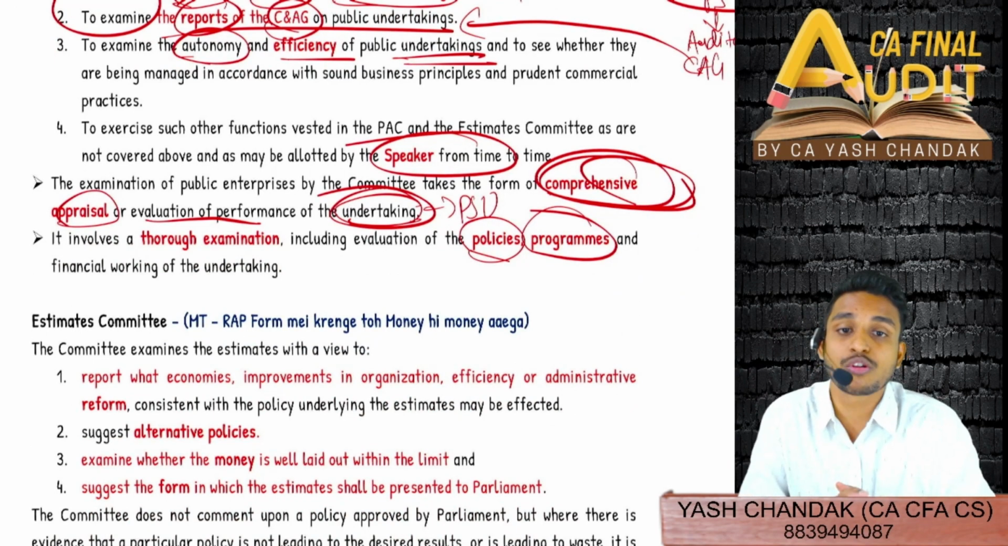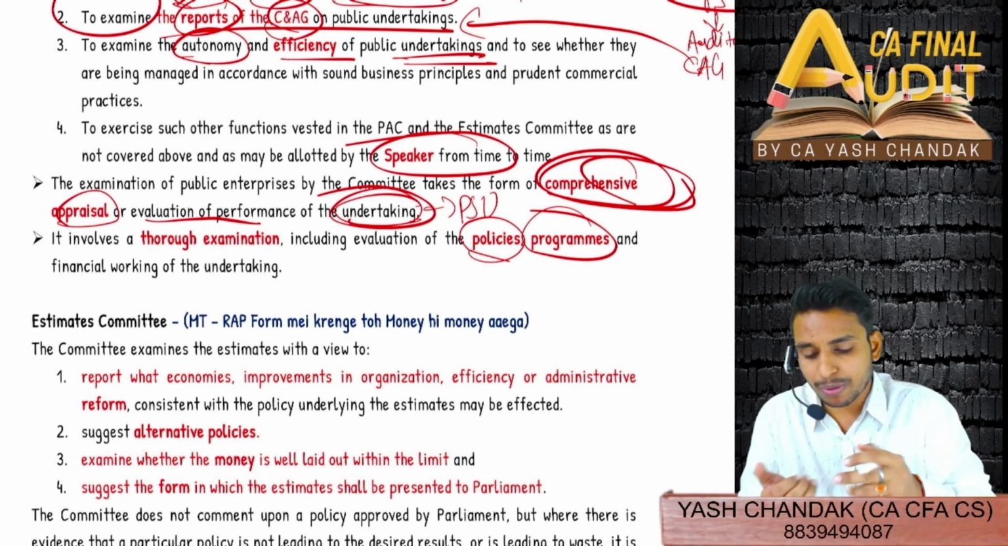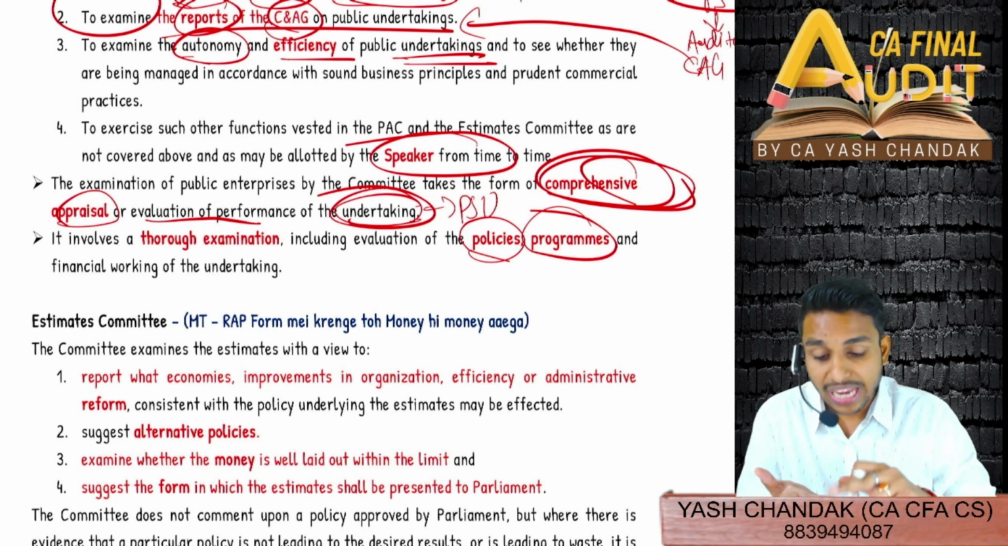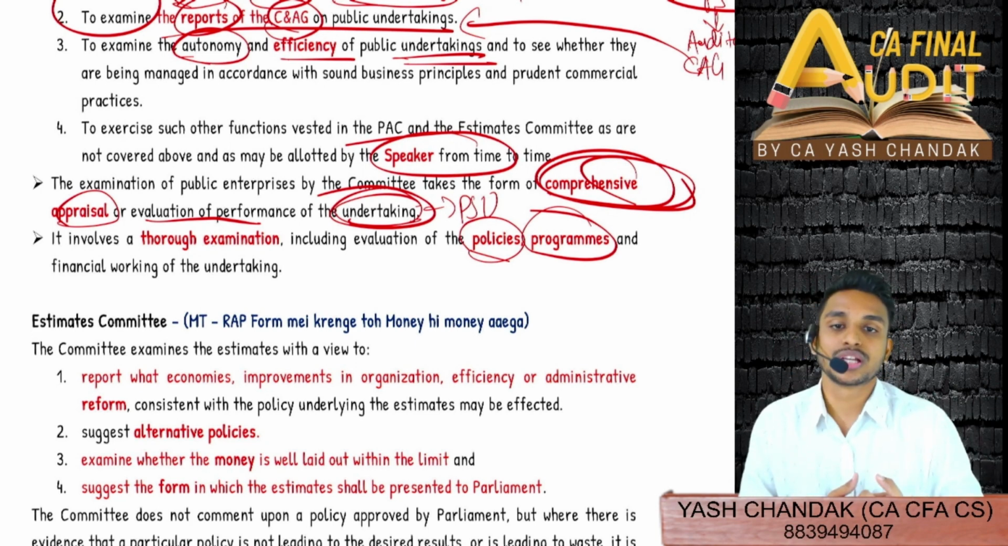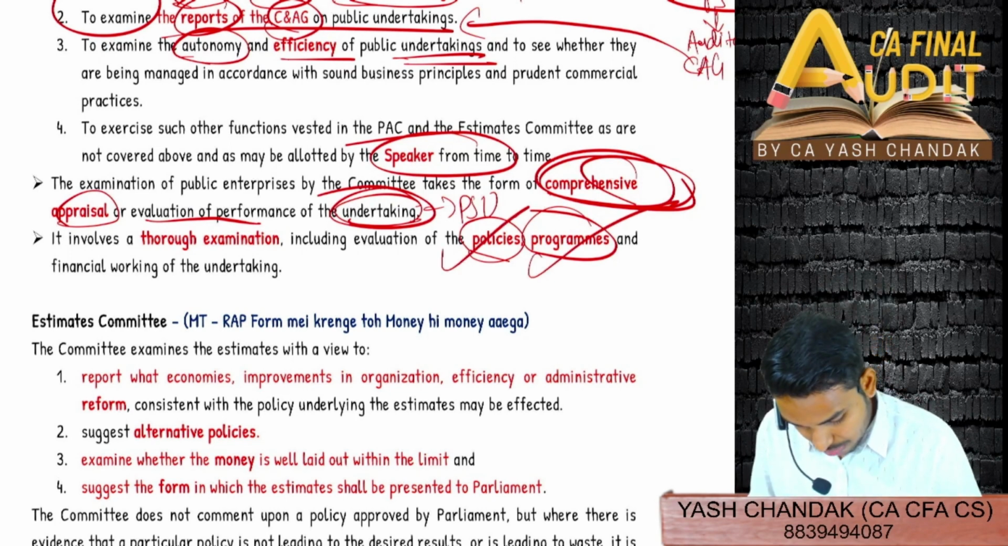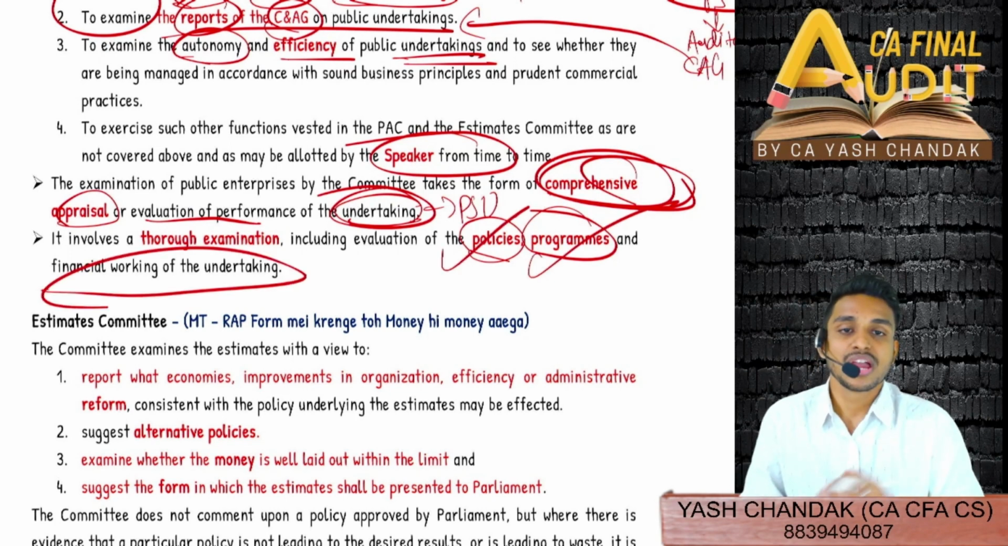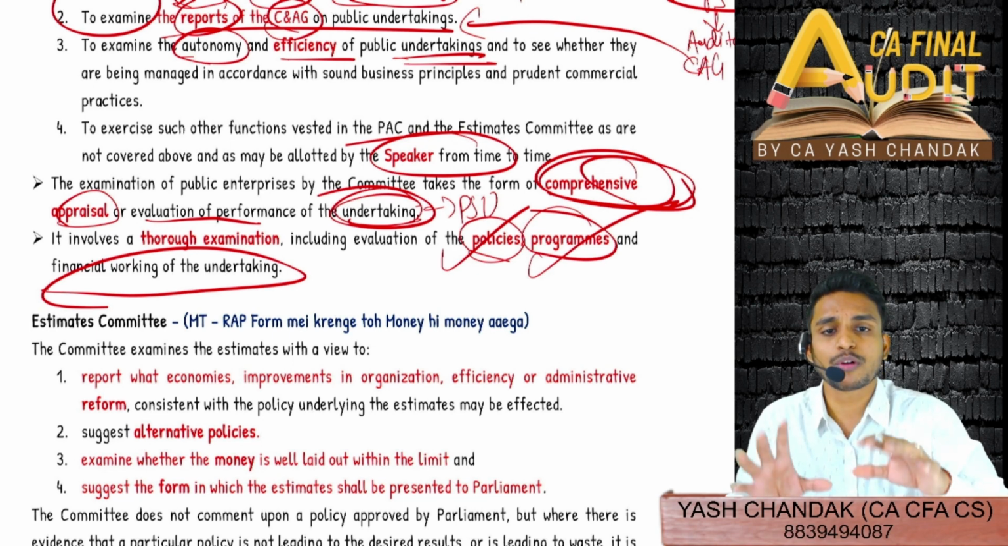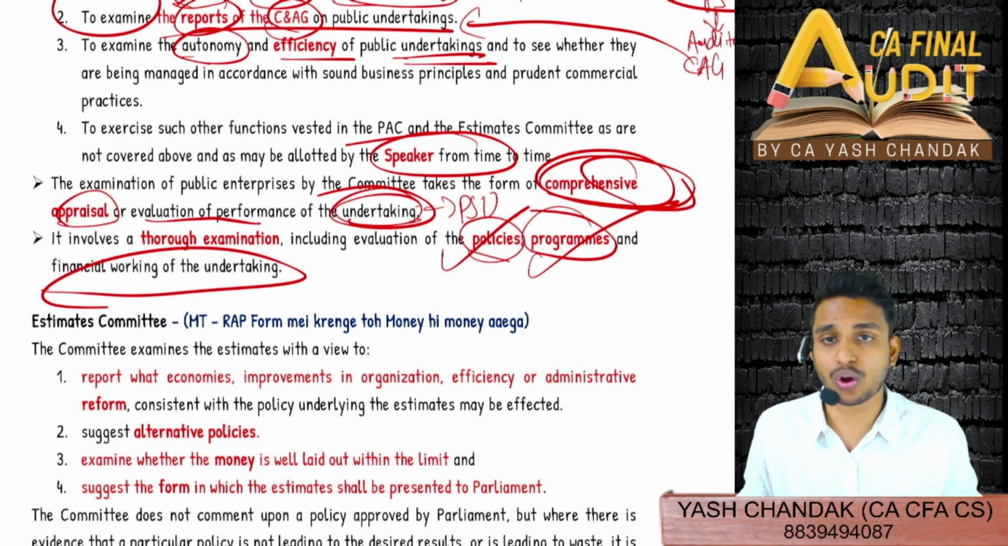Like the performance audit, they will also study how they are actually performing, whether they are performing economically or not, efficiently or not, effectively or not. That is, whether the policies and programs of these PSUs are operating effectively or not. That is what everything has to be done by CPU.